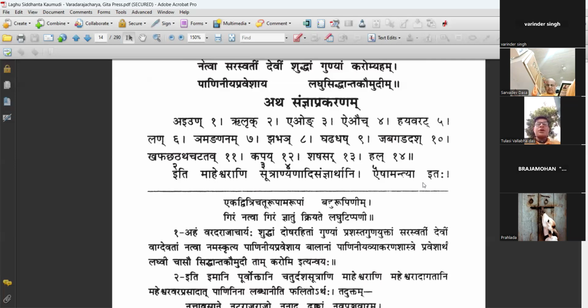If I say jhash, jhash, number 8 and number 9. Jha bha ghadha dha. Jha bha ghadha dha. So jha bha ghadha dha. Can you identify these letters? Jha bha ghadha dha. The last will always be omitted.